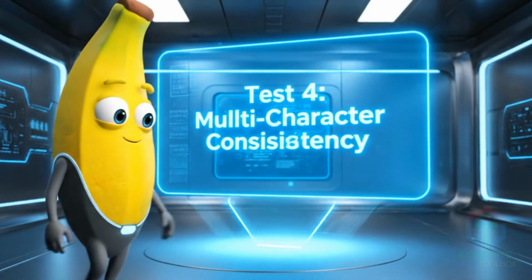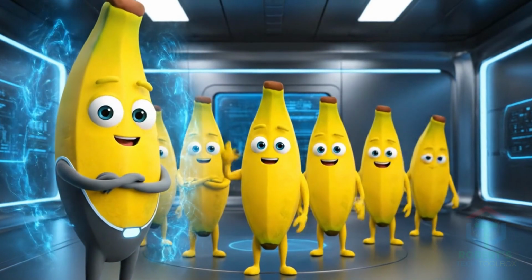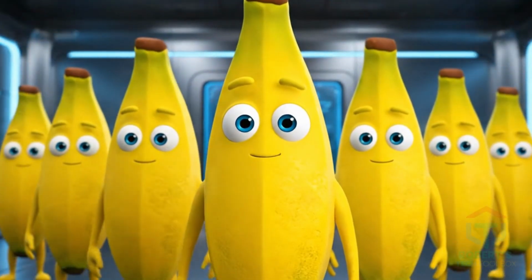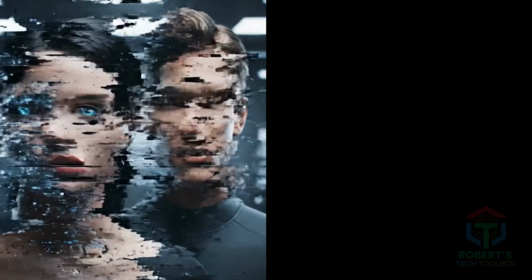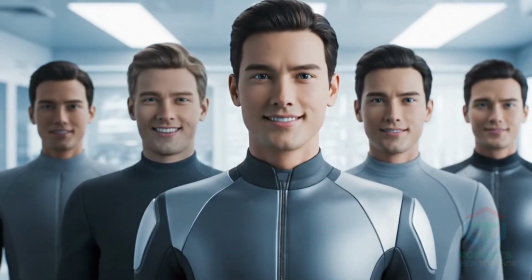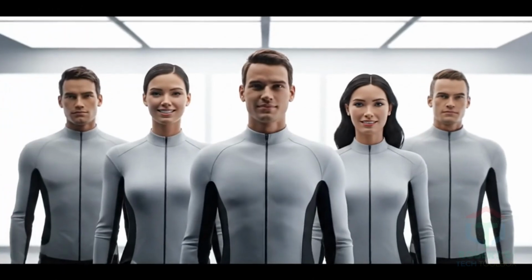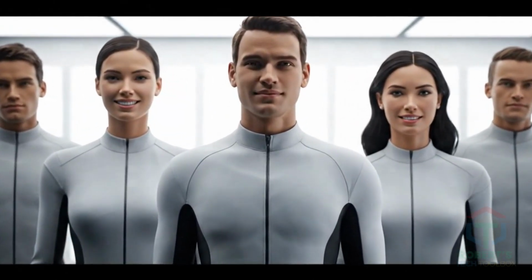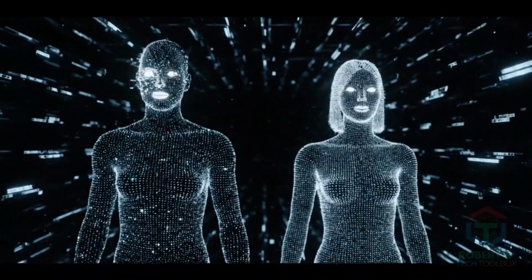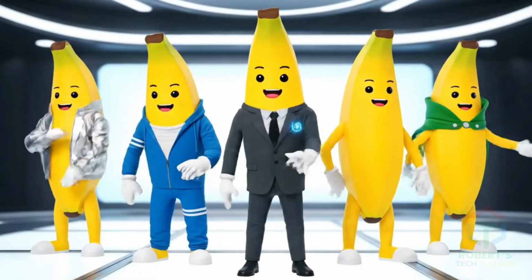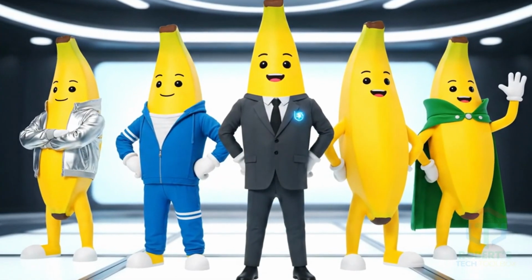Okay, the fourth test is multi-character consistency. Now, I honestly didn't believe this one at first, because normally the second you add more than one person, most AI models completely fall apart. Faces get swapped, characters get mashed together. It's a mess. But Nano Banana? It handles it shockingly well.